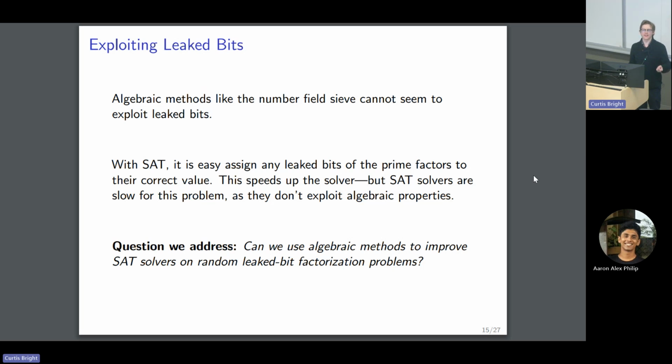However, remember the SAT solver does not know any number theory. It's just operating blindly, right? It's just looking at the circuit that you give it and the leaked bits you give it, and it's just trying to find a solution, right? What we wanted to do was to use algebraic methods, maybe like the number field sieve sort of structure that is algebraic, to improve the SAT solver.